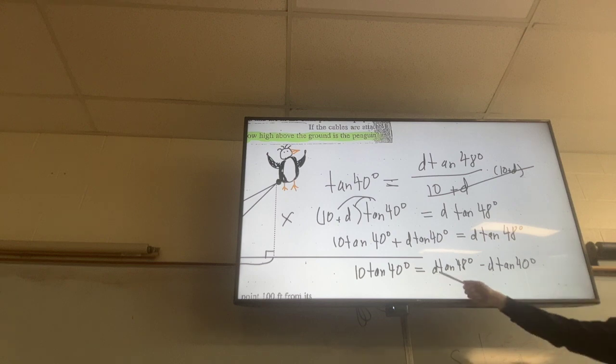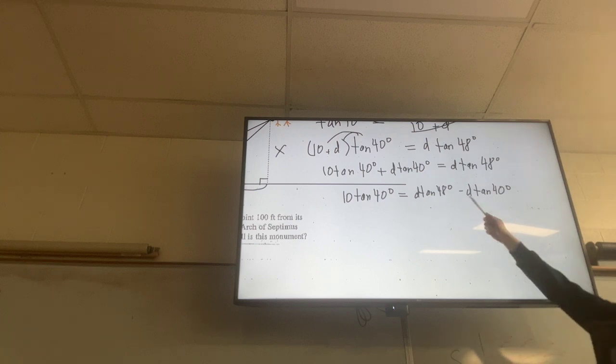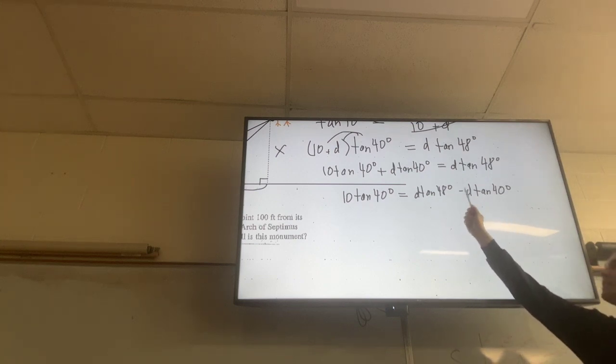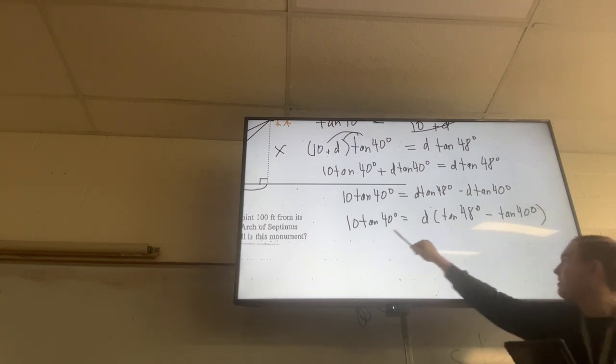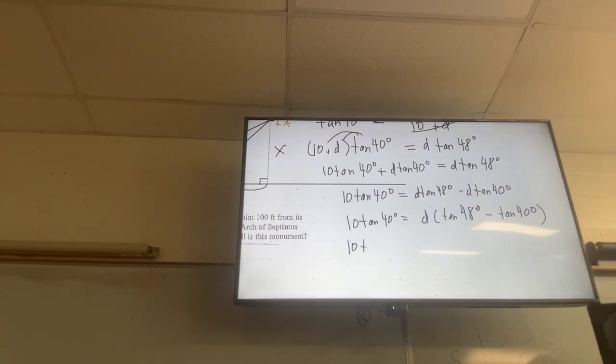Okay, what am I going to do at this point? I'm trying to get d by itself. There's two d terms. I don't like that. How can I make it so there's only one d? I'm going to factor out the d. All right, and then I just have to divide both sides by tan 48 minus tan 40. So I get 10 tan 40 degrees all over tan 48 degrees minus tan 40 degrees equals d.